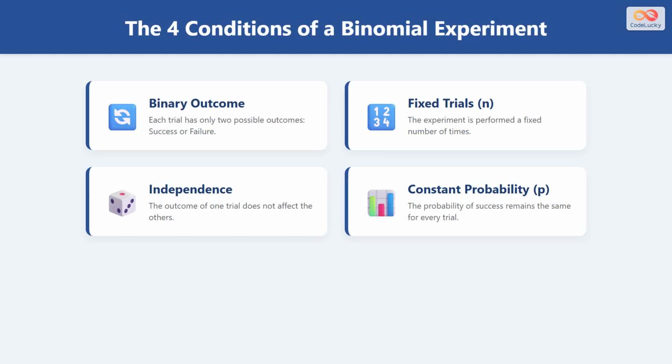Before using the formula, we must ensure our scenario fits a binomial experiment. There are 4 key conditions. First, every trial must be binary, meaning it has only 2 outcomes, success or failure. Second, there must be a fixed number of trials. Third, each trial must be independent. The result of one does not change the other. And fourth, the probability of success must stay constant throughout.